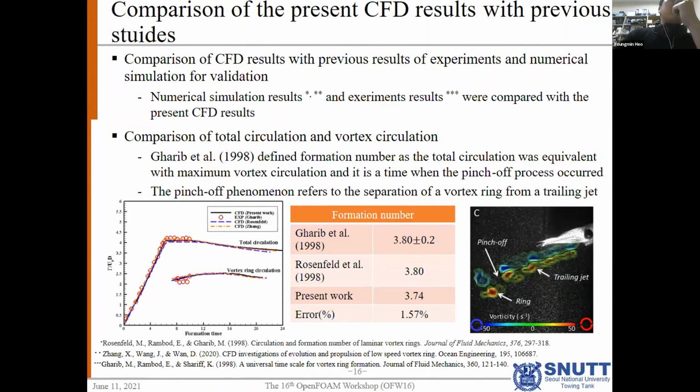First, I compared total circulation and vortex ring circulation. Gharib et al. defined the formation number as the time when the total circulation is equivalent to the maximum vortex ring circulation, which is when the pinch-off process occurs. The formation number of the present work is in good agreement with the previous results of the experiment and the numerical simulation, considering the error is 1.57%. The pinch-off phenomenon refers to the separation of a vortex ring from a trailing jet.